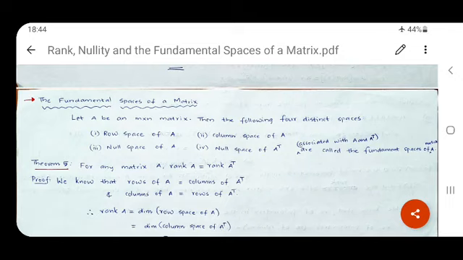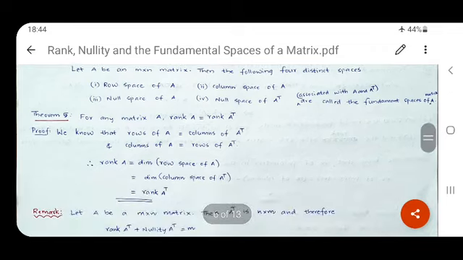These 4 distinct spaces associated with A and A transpose are known as the fundamental spaces of the matrix A. There is a theorem: for any matrix A, rank of A and rank of A transpose are the same. So we know that rows of A equal columns of A transpose and columns of A equal rows of A transpose. Therefore, rank of A is equal to the dimension of row space of A, which is nothing but the dimension of column space of A transpose, which is the rank of A transpose.